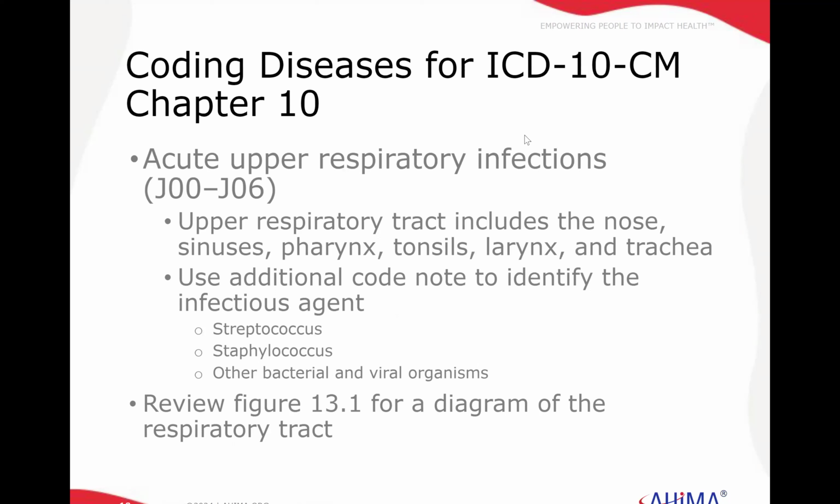Another one we have, the upper respiratory infections. So what exactly do we mean by this? Your textbook gives you a nice diagram of the respiratory system, but you can think of upper as including the nose, sinuses, pharynx, tonsils, larynx, and trachea, right? So this is the figure I was mentioning, 13.1 in your text.